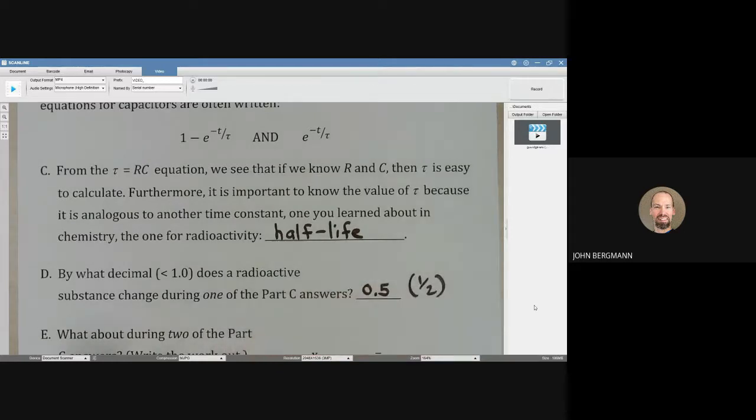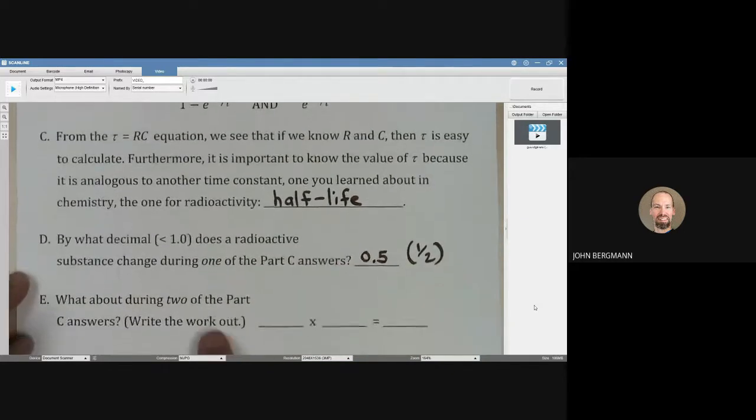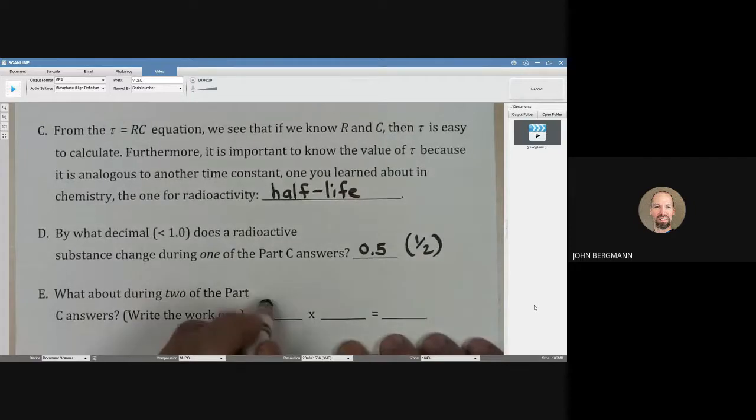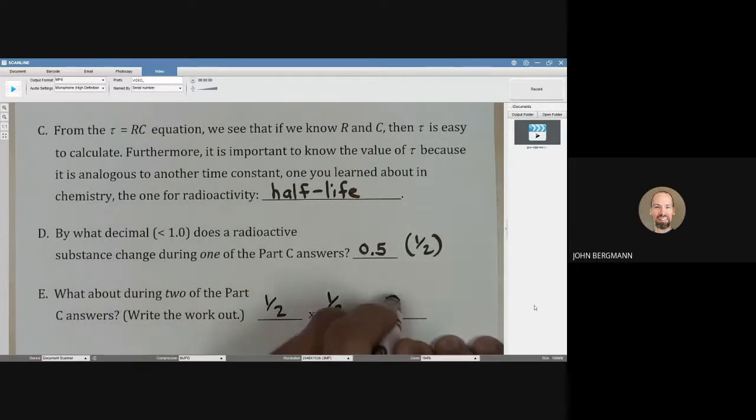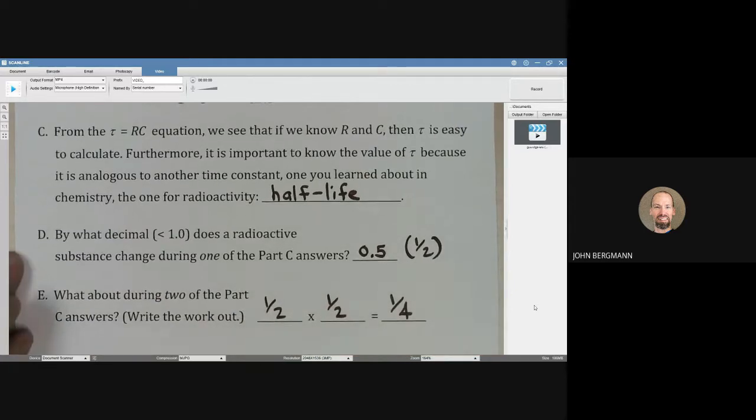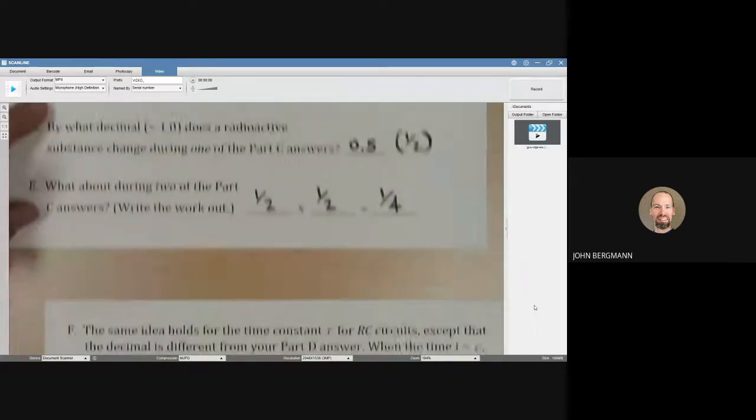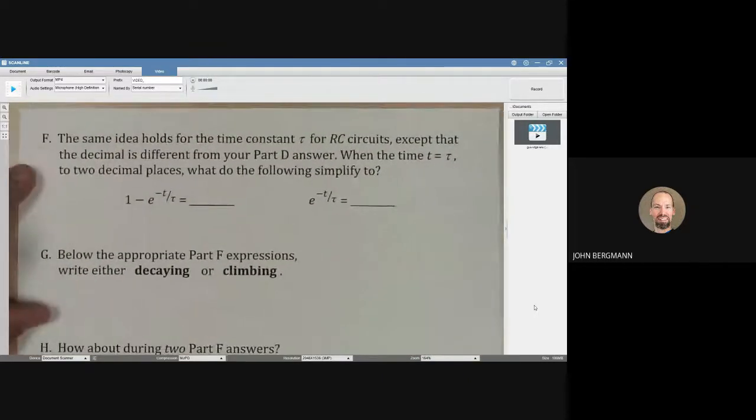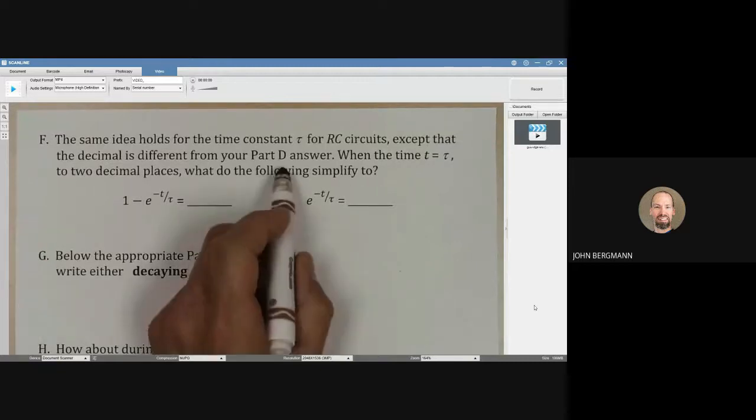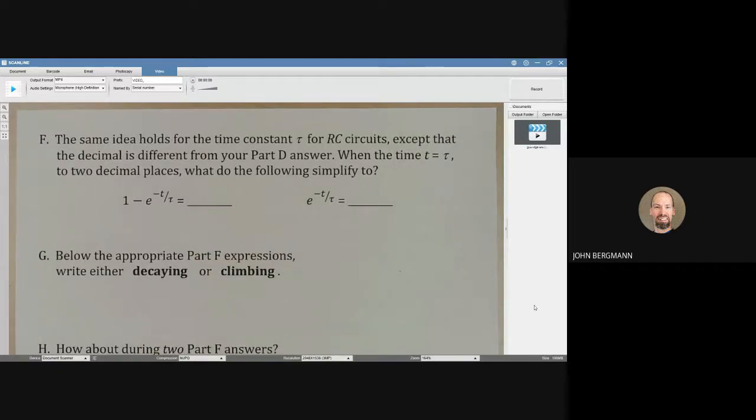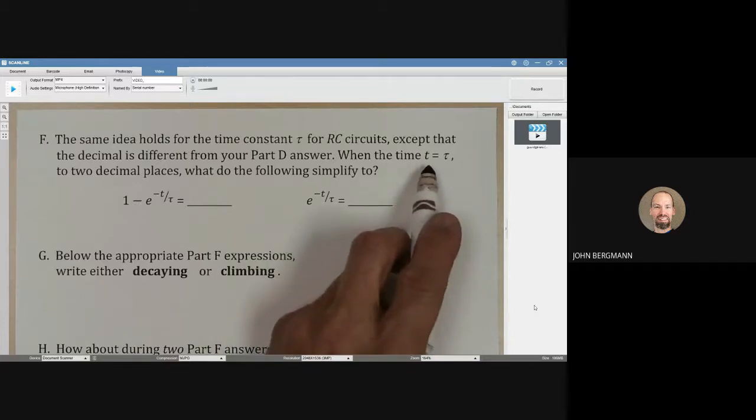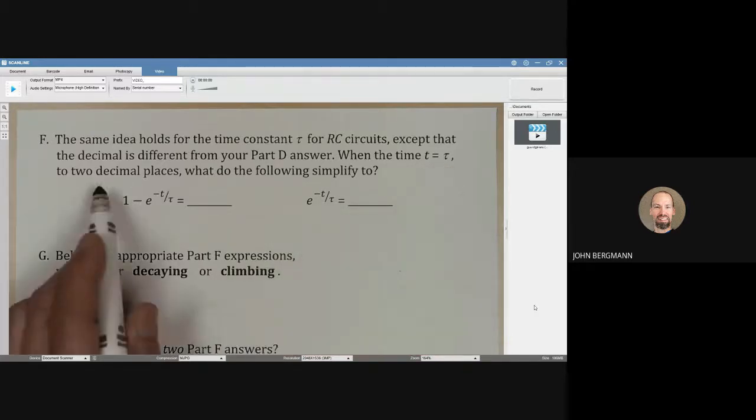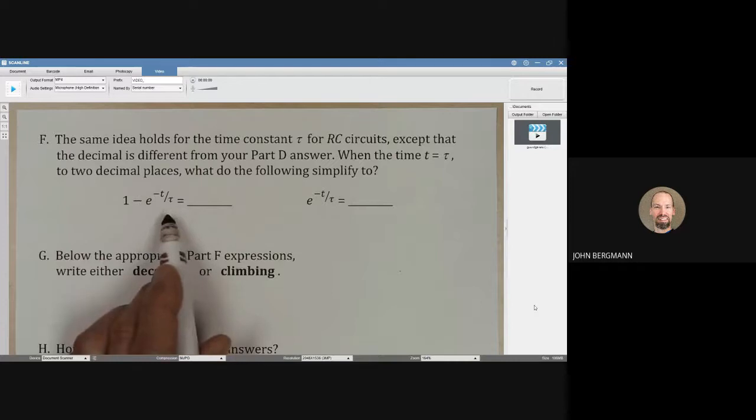If you want to write it as a fraction, who cares? What about during two of these? Well, during two of these half-lives, how much of the radioactive substance still remains in that form after two half-lives? It's only 1/4. This same idea holds for the time constant for RC circuits, except the decimal is different from our earlier answer. It's not 0.5. When the time is equal to one time constant, what do these simplify to?